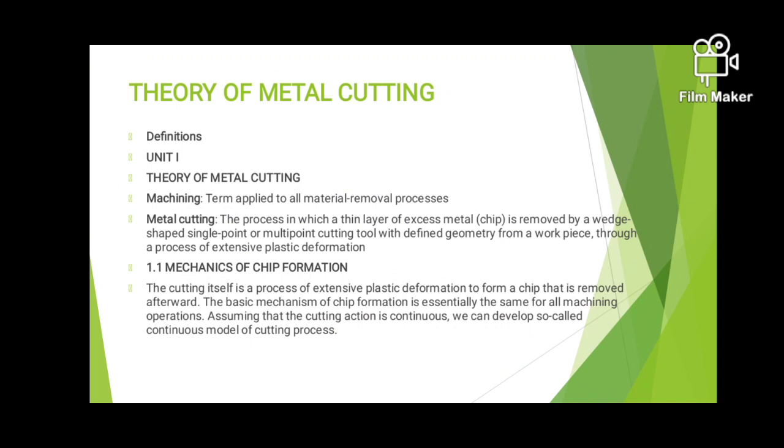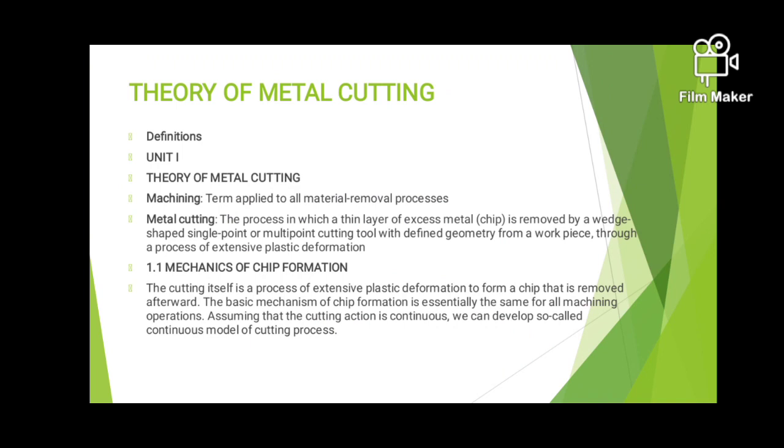This term applies to all material removal processes. Metal cutting is the process in which a thin layer of excess metal, like a chip, is removed by a wedge-shaped single point or multi-point cutting tool, which defines the geometry of a workpiece, through a process of extensive plastic deformation. The cutting itself is a process of extensive plastic deformation, forming a chip that is removed afterward.